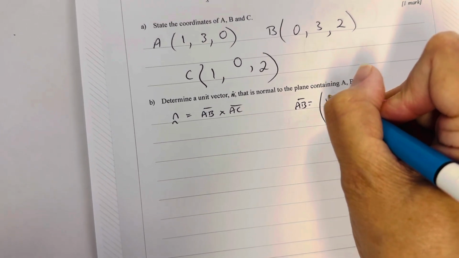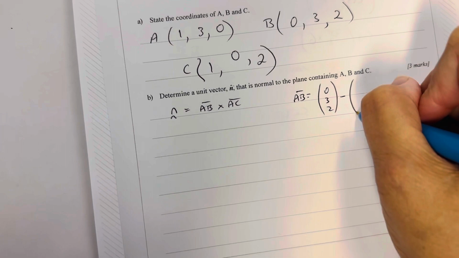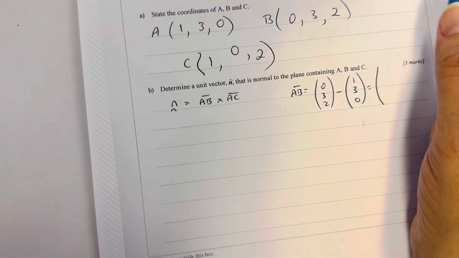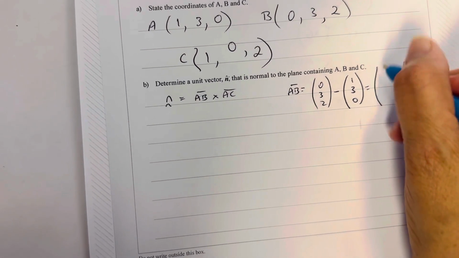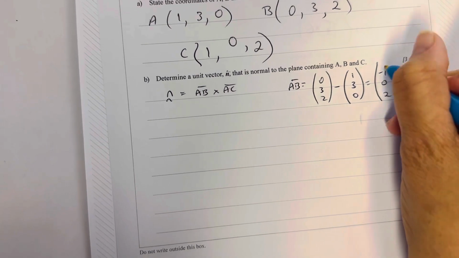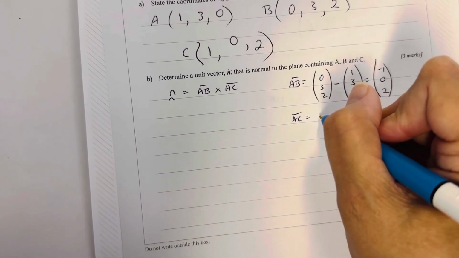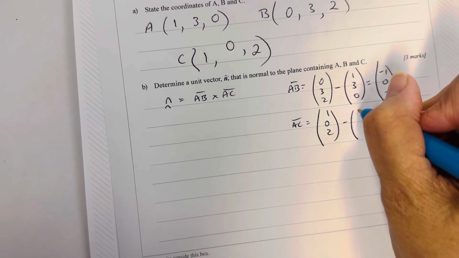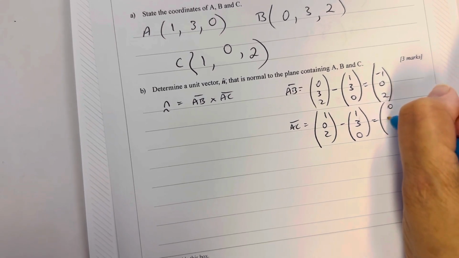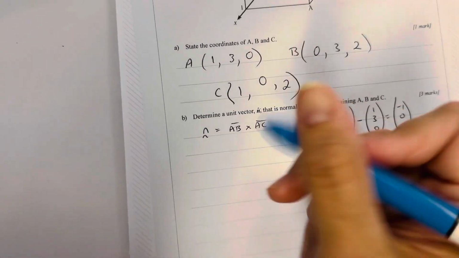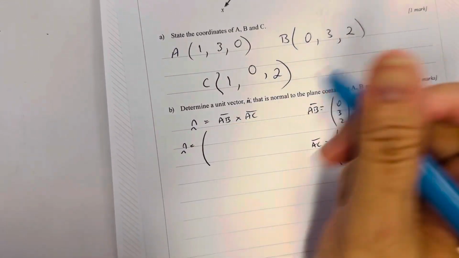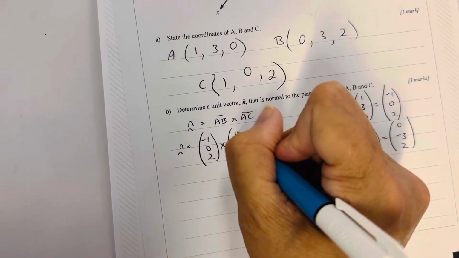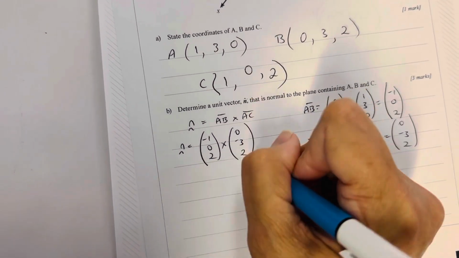AB is 0, 3, 2, take 1, 3, 0. Because it's OB, take OA. So that's -1, 0, 2. AC, 1, 0, 2, take 1, 3, 0. Gives me 0, -3, 2. So now n is -1, 0, 2 cross 0, -3, 2.